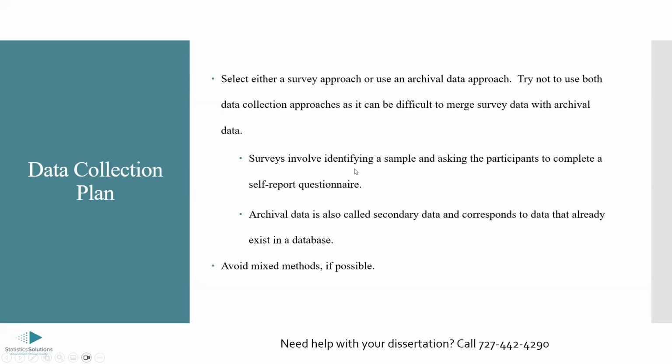So surveys involve identifying a sample, usually on your own, and then asking the participants to complete the self-report questionnaire. Archival data is also called secondary data, and this corresponds to data that already exists in a database, so hospital records, school test scores, things like that.